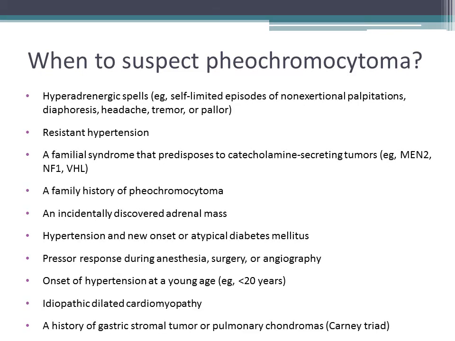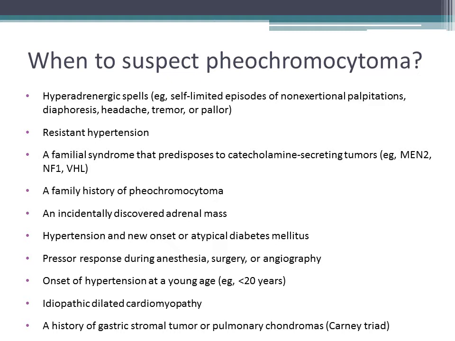So when to suspect pheochromocytoma? Again, it's a rare disease. Sometimes if you have hyperadrenergic spells, the classic ones, that might lead you to investigate for pheochromocytoma. Some patients might present to you with resistant hypertension or difficult to treat hypertension, and this should raise your suspicion for a secondary cause, including pheochromocytoma and other conditions like Cushing disease or acromegaly and so forth.